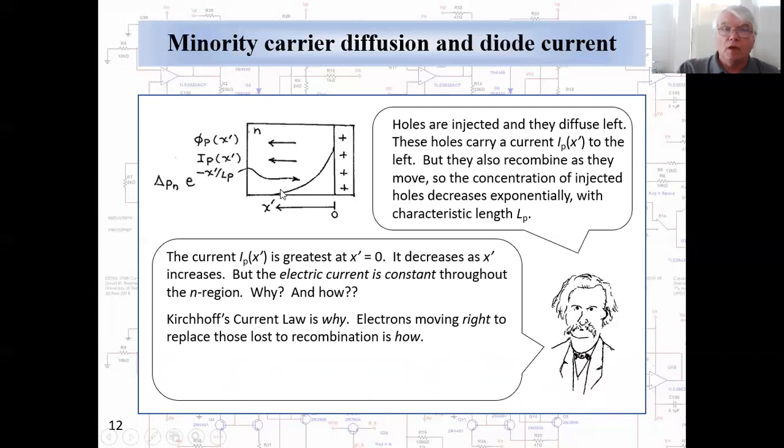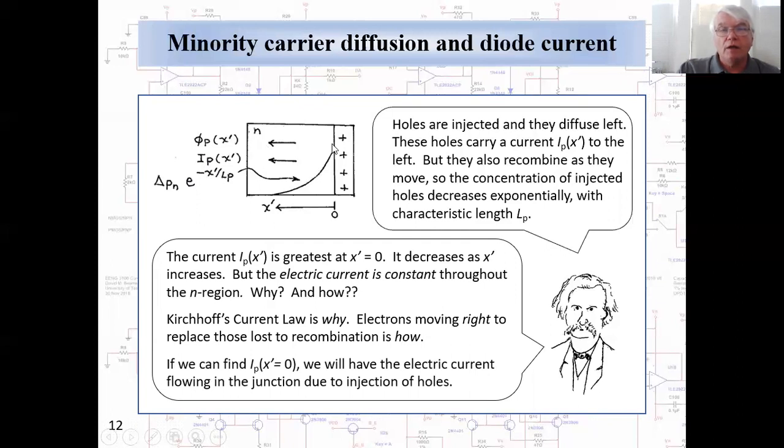recombination is how. As recombination takes place, there are fewer and fewer holes diffusing to the right. There are fewer and fewer holes carrying electric current to the right, but they are being replaced by electrons that replace the electrons which were lost to recombination that are moving to the right. A negative charge moving to the right and a positive charge moving to the left both contribute to electric current flowing to the left.